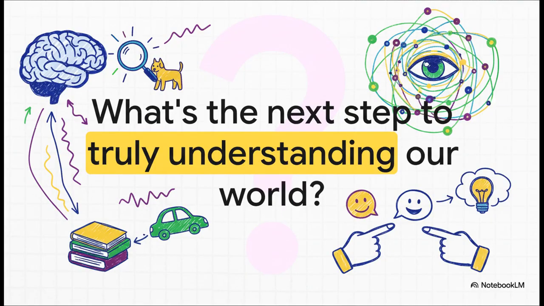So it kind of leaves us with this big final question, right? We've gotten really good at teaching machines how to find stuff. But what's the next step? How do we get them to actually understand what they're seeing, to get the context, to see how objects relate to each other, to figure out what's about to happen? Now that's the next great challenge for AI.